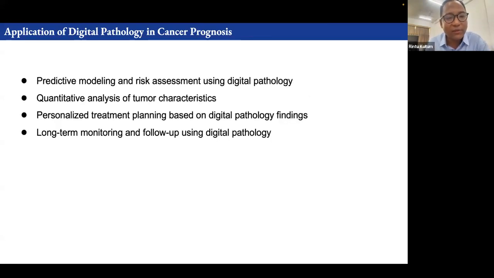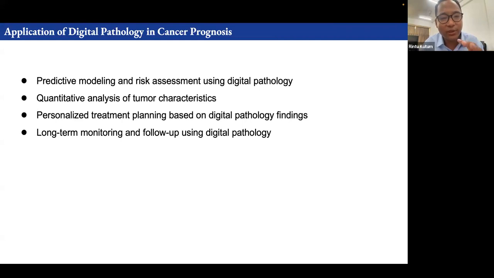And most importantly, after we have those components for at least clinical pathology, there are additional components which make our lives very effective for cancer prognosis. So you can have predictive modeling and risk assessment using the same AI in digital pathology. Then also quantitative analysis of the tumor characteristics.